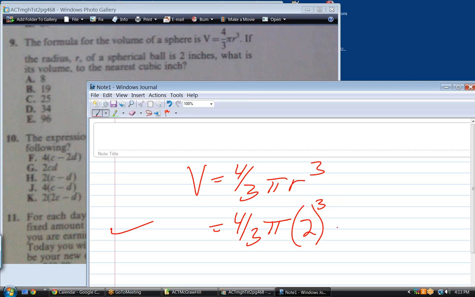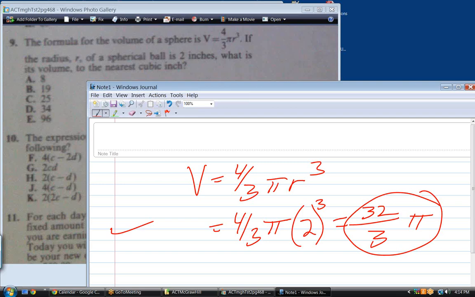Well, 2 cubed is 8, so this is 32 over 3 pi. Now use your calculator. Let's come up with a close answer to that. In fact, I don't need a calculator. It's got to be D.